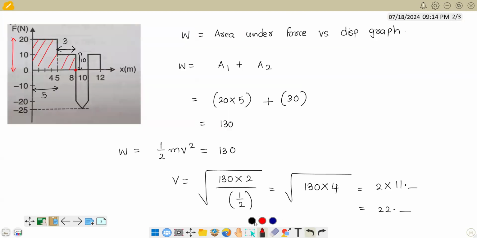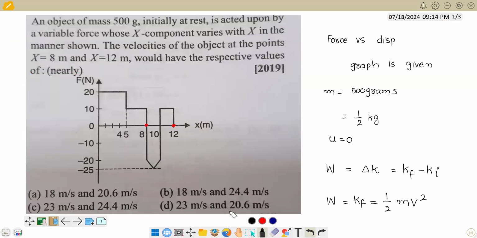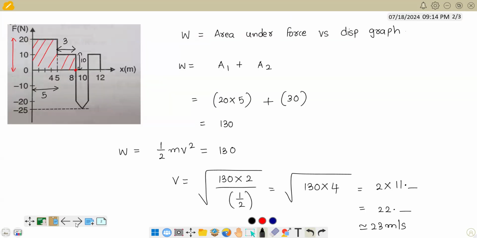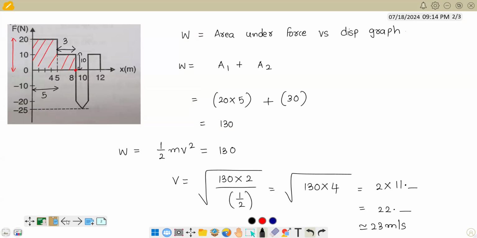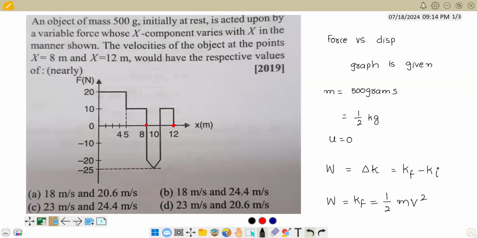Because if you solve it exactly, you might get 23 meter per second. And for the second case, the answer has to be lesser than 23 meter per second, and the only option where the answer is lesser than 23 meter per second is option D. You can directly mark option D. But let us try to solve it, whether it is lesser than 23 meter per second or not. So let us go for it.